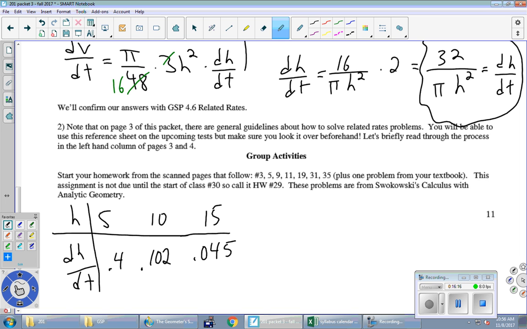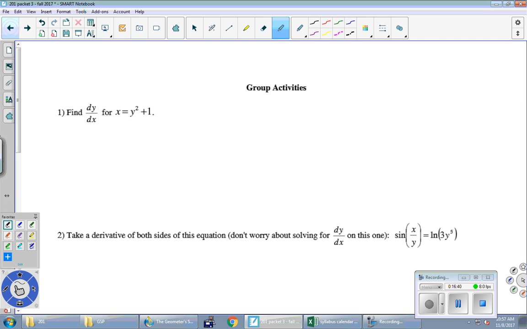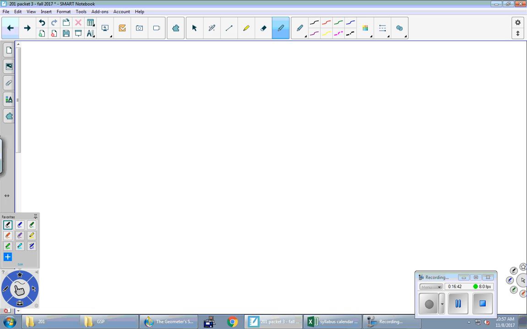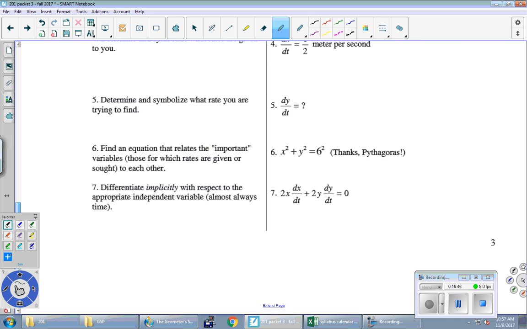And when the cone has 15 centimeters of water in it, now the water level is only rising by 0.045 centimeters per minute, which jives with what we expected. We thought it would rise quickly in the beginning and then slow down as time passed. Okay. All right. So the basic idea for solving these related rates questions is written on a reference sheet earlier in this packet. Let's go back. I think it's page 3. So let's see if you can come right here to page 3.